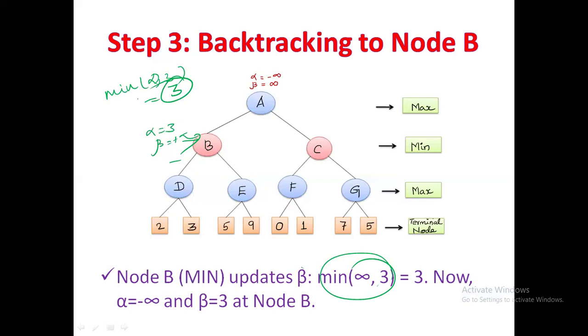Right? Now the node B has alpha equal to minus infinity, and the beta value is now equal to 3. These values are passed to the next child node E. So alpha is equal to minus infinity, beta is equal to 3, and it will be passed to the next child node E.